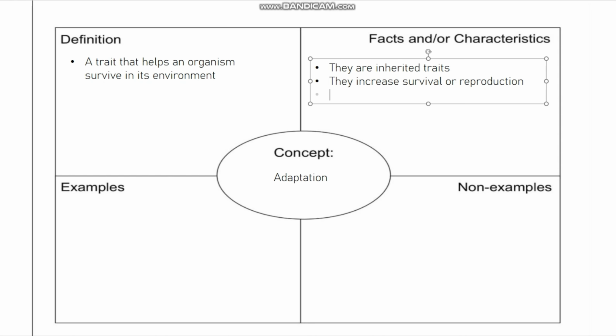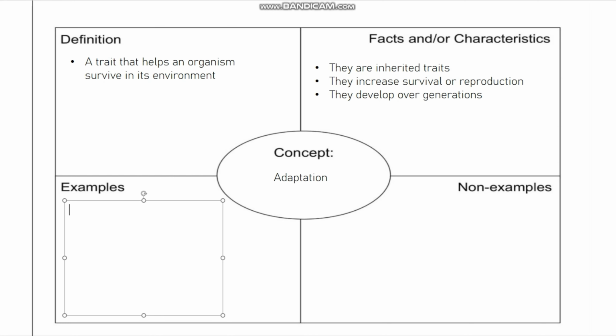What about one more? They develop over generations. Great, so yes, they develop over generations. All right, so now we're going to move on to some examples. Insert another text box. Bullet points.